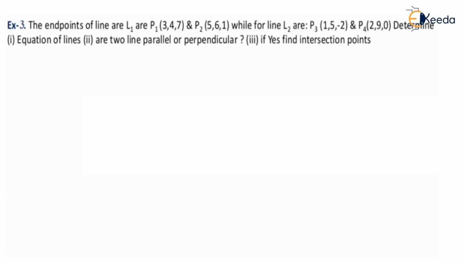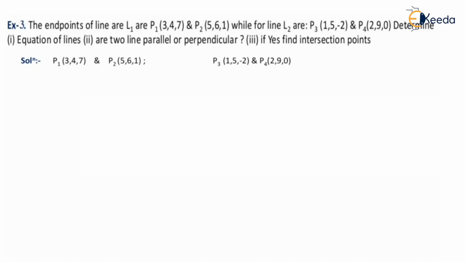Next example. The endpoints of line L1 are P1 (3, 4, 7) and P2 (5, 6, 1), while for line L2 they are P3 (1, 5, -2) and P4 (2, 9, 0). Determine the equations of the lines. Are the two lines parallel or perpendicular? If yes, find the intersection points. This is a bigger numerical.